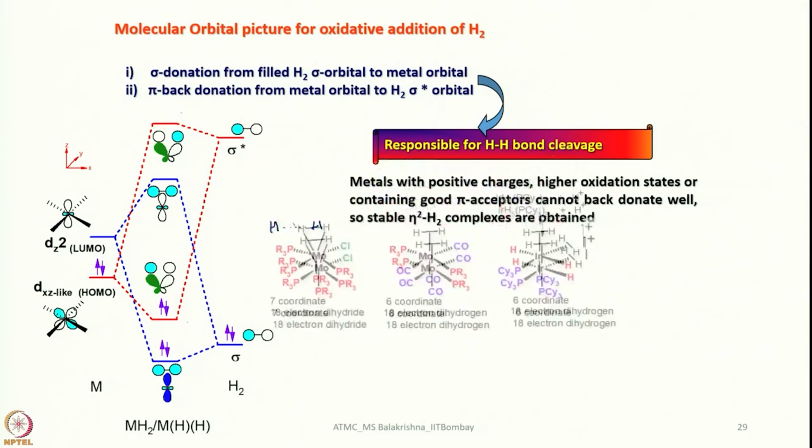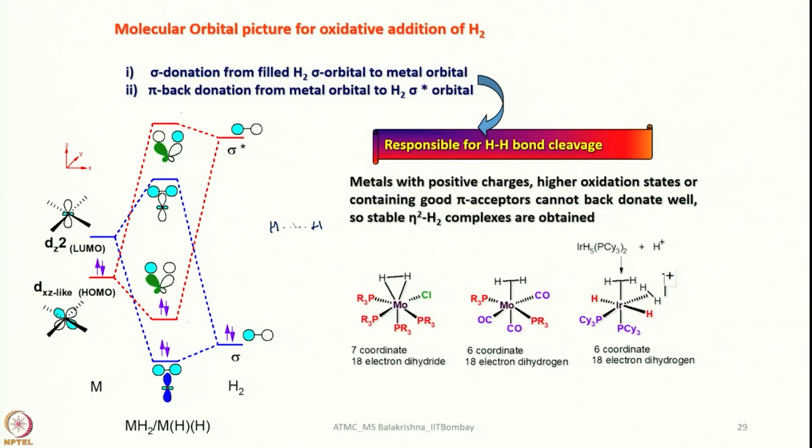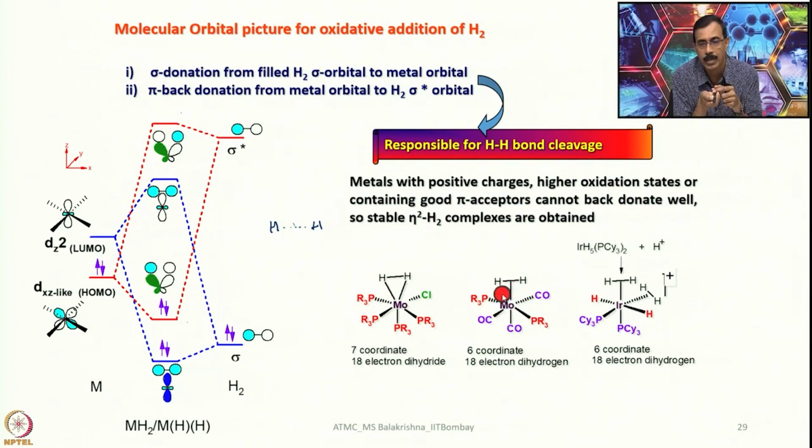I will show you a few examples here. You can see in these cases that the HH bond is about to break here, whereas here the HH bond is retained and H2 is still coordinated in eta 2 fashion. In this case, of course, we have terminal hydrides as well as molecular hydrogen binding. As I mentioned, here it is a 7-coordinate, 18-electron dihydride.